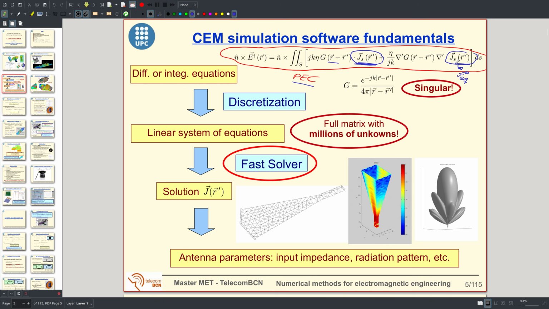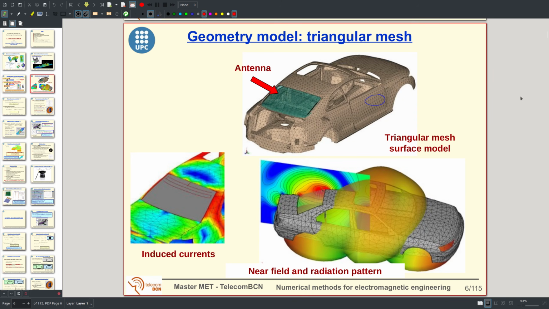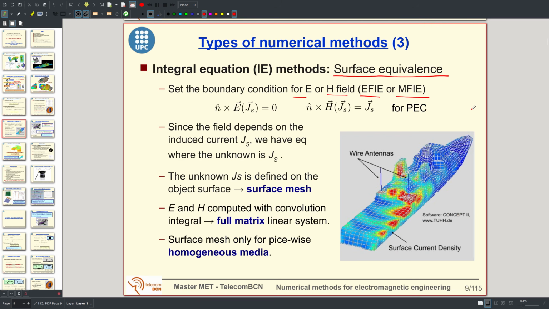the sources are in the boundary of the object, in the surface of the object. This is volume V, normally the outside, so the unknowns are defined on the surface of the object, okay? So if the unknown is defined on the surface, you only need a surface discretization like this. Here you discretize only the surface of the horn, and here you discretize only the surface of the car. Okay? And this is very important.